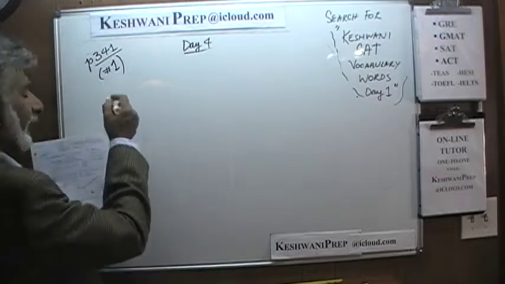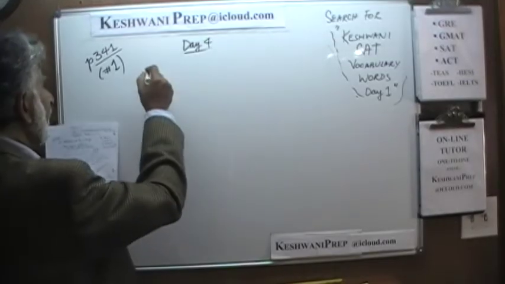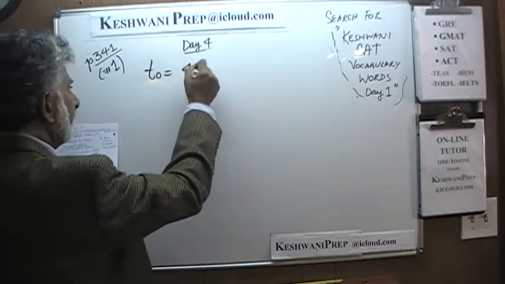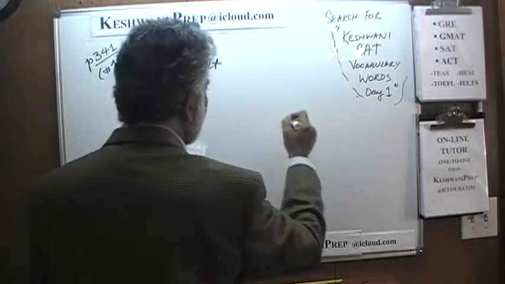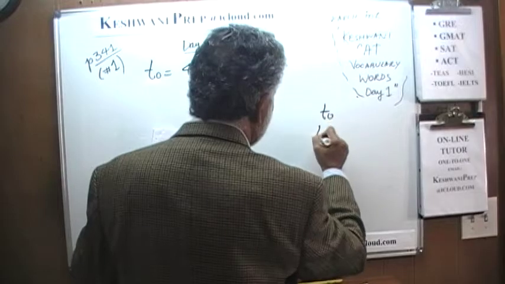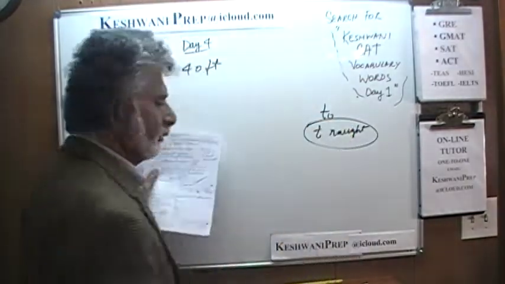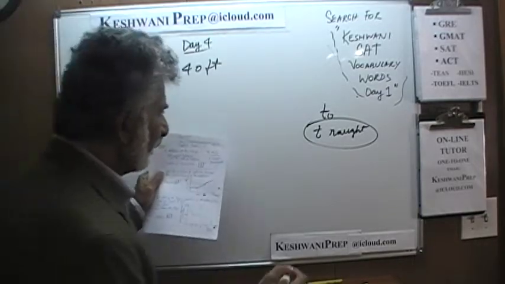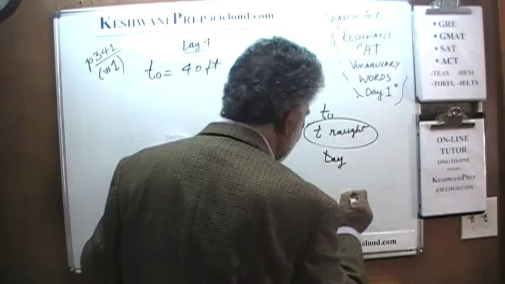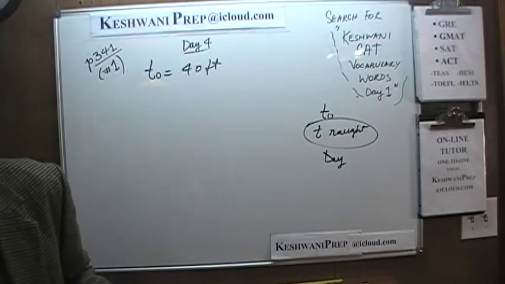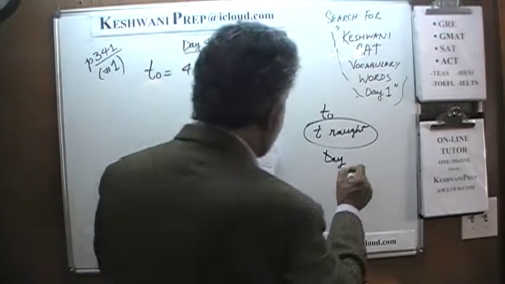Page 341, number 1. Let's take a look at the first one. It says that we have a helicopter which has the initial altitude at T0 at 40 feet. This is read as T-naught, N-A-U-G-H-T, which means zero, obviously. Something that we learned on day number 74.